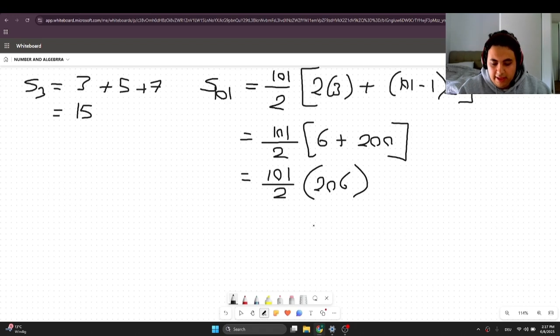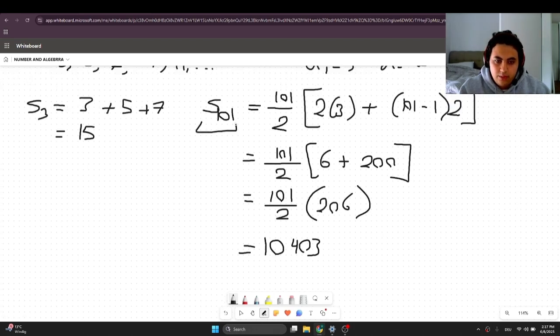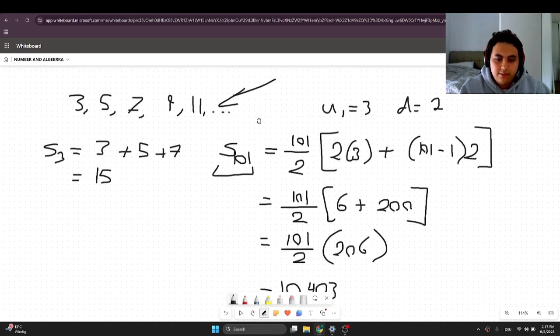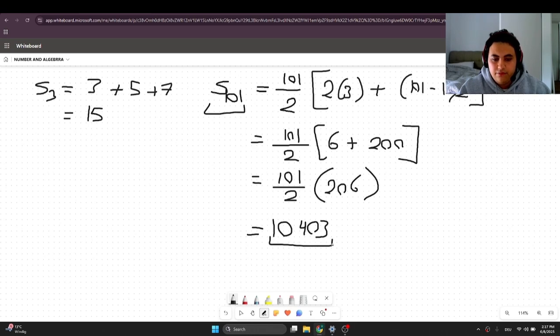So that is going to give you 10,403. So the sum of the first 100 terms of this arithmetic sequence is 10,403. Okay, good. Now let's move on to another question.